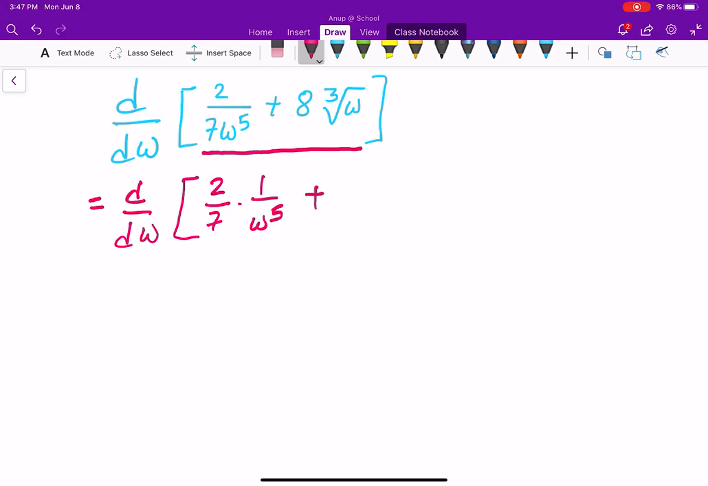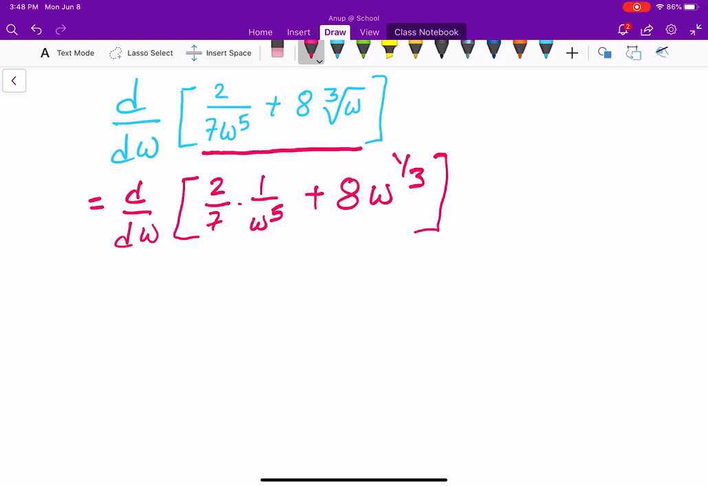In the same way, the second term can also be rewritten. 8 times the cube root of w can be changed into w to the power 1/3. I want to change into the exponent form because in that way we can use the power rule. Otherwise, to directly deal with the radical, we would need another basic differentiation rule, right? So that's why I want to change that into the exponent form.